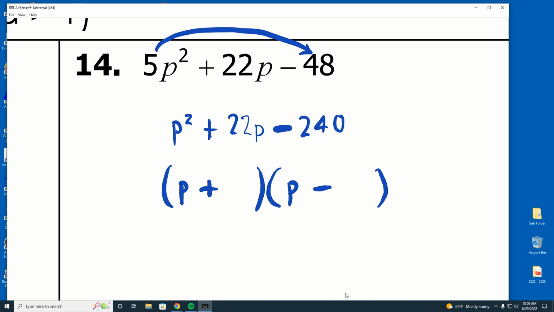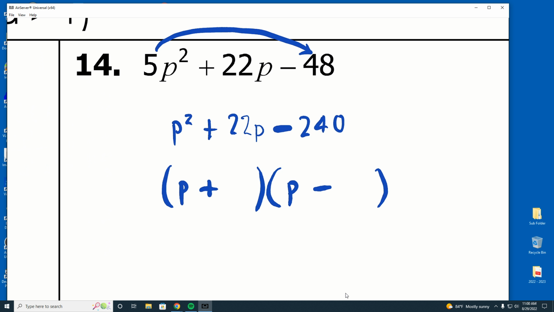Go 240 divided by 2. You get 120. What's the gap between 120 and 2? Not 22. So go 240 divided by 3. 3 and 80. Still not there. 240 divided by 4. 4 and 60. Getting closer. Still not there. 240 divided by 5 is 48. That's a difference of 43. 240 divided by 6 is 40. That's a difference of 34.